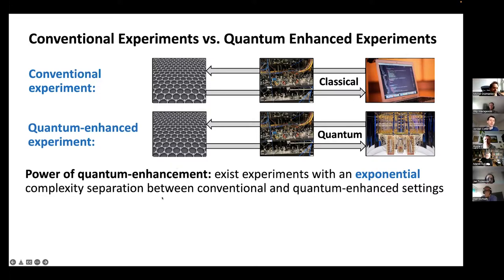So there are two parts to establishing this. Sorry, Jordan, just a question. So by complexity here, you mean sampling, like the number of times you need to query nature, or do you mean the number of gates one has to implement?